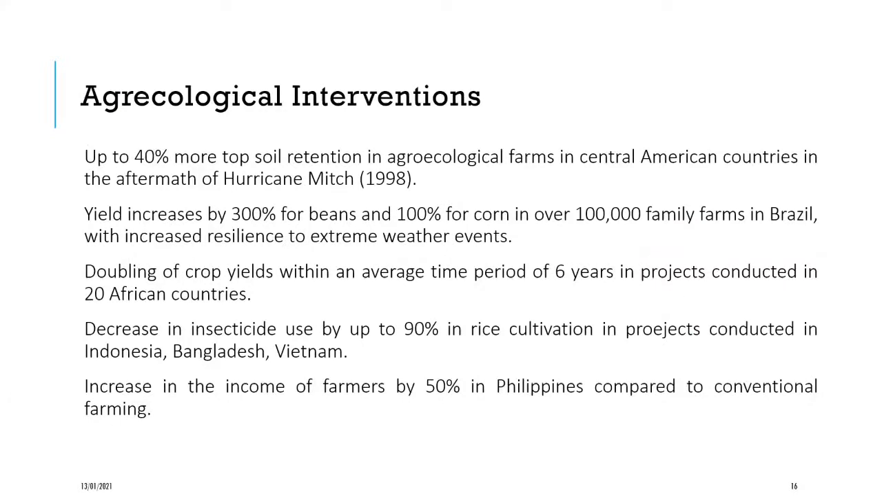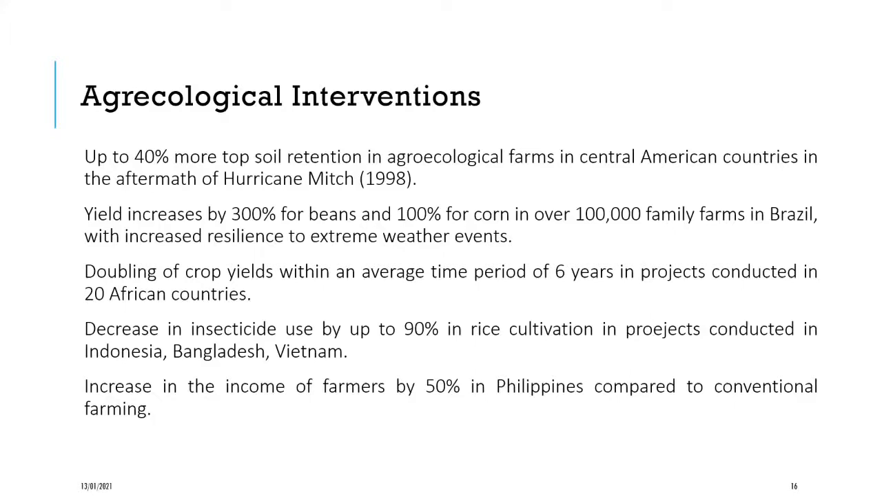I'll briefly mention some success stories of agroecological interventions from different parts of the world. For example, in 1998, after Hurricane Mitch hit the Central American countries of Honduras and Guatemala, up to 40% more soil retention was observed in farms that followed agroecological practices as compared to other farms that followed conventional industrial farming practices. Also in Brazil, for more than 100,000 family farms, yield increased up to 300%, three times over, because of agroecological practices, and this also led to an increased resilience of the crops to extreme weather events.